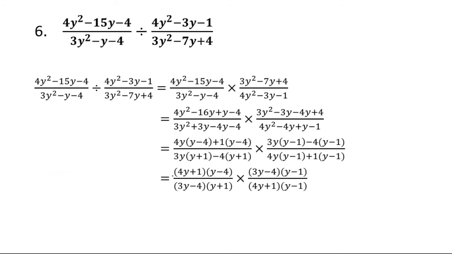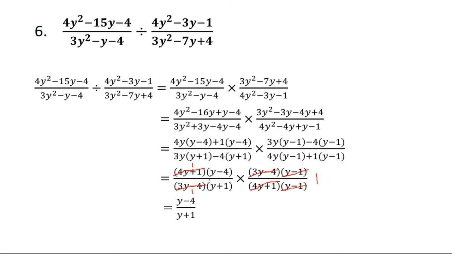So we can see that we have 4y plus 1 here, we have 4y plus 1 here, so we can cancel. We have 3y minus 4 here, we have 3y minus 4 here, so we can cancel. Then we have y minus 1 here, we have another y minus 1 here, so we can cancel. So everything here is cancelled, so it means that we are having 1. Here is cancelled, we have 1, here is cancelled, we have 1.